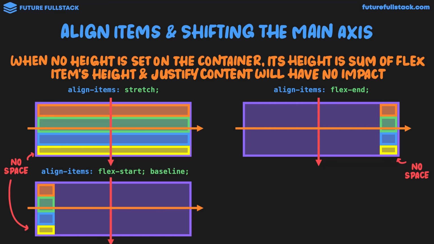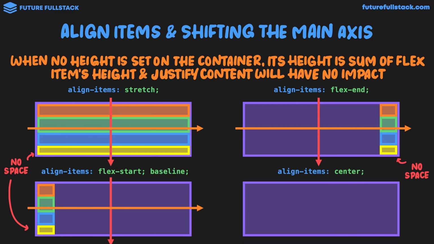The last value is align items center. Once again, we have our flex container, our main axis running from top to bottom, our cross axis running from left to right, and our flex items will be positioned like this. That is, they're centered along the cross axis, and in this case, centered horizontally. And once again, because our flex container's height is being defined by the sum of the flex items' height, there is no vertical space, so justify content will not work.